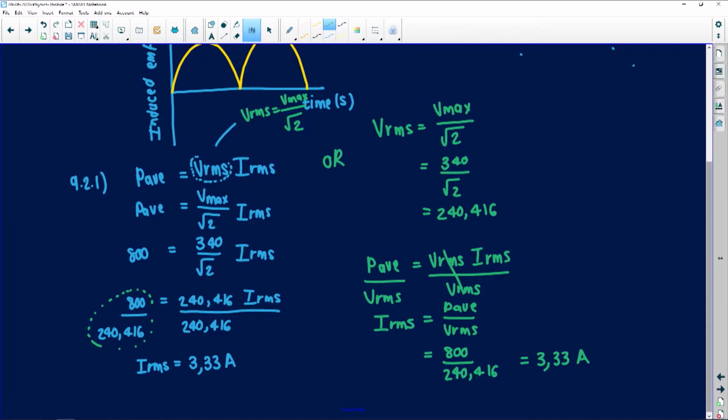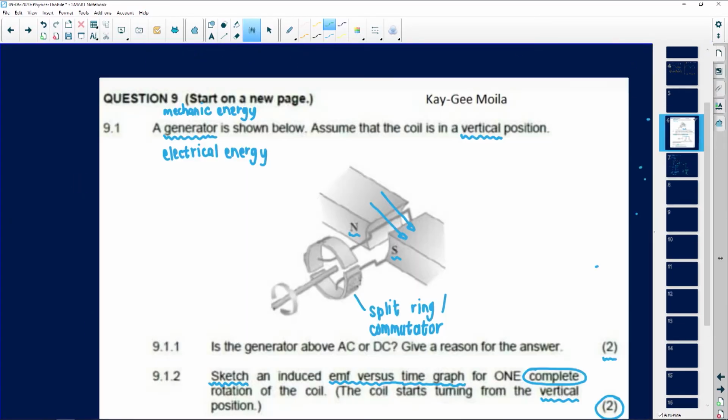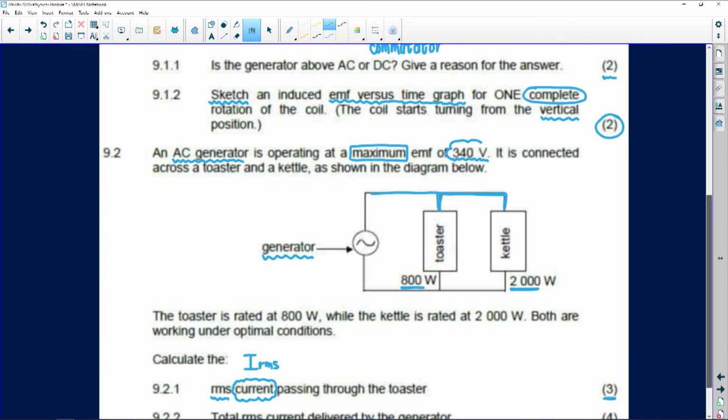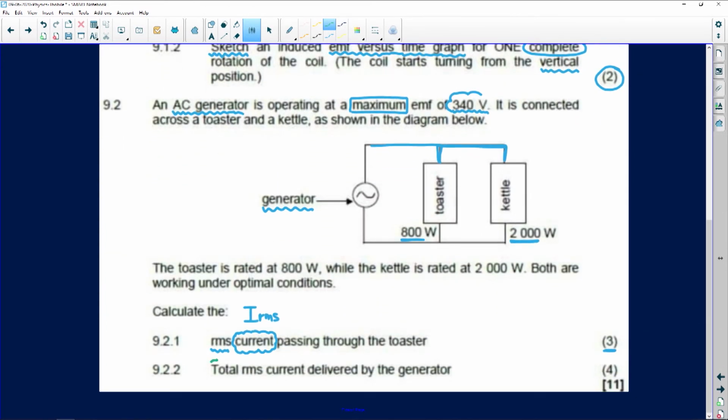Okay, so that is the next question. Let's see what the other question was asking us. That was for the toaster. My next question says I must calculate the total RMS current delivered by the generator. So now I want us to look at this question. The toaster will have its own current, which we just calculated. Now I need to find the current that the kettle will require, using the same procedure. I know that my Vmax is 340. It's exactly the same for my kettle, but now my power has changed. So I can use any of the formulas we've just used. If I can find the current for this one and the current for this one, I add them to get the total current.